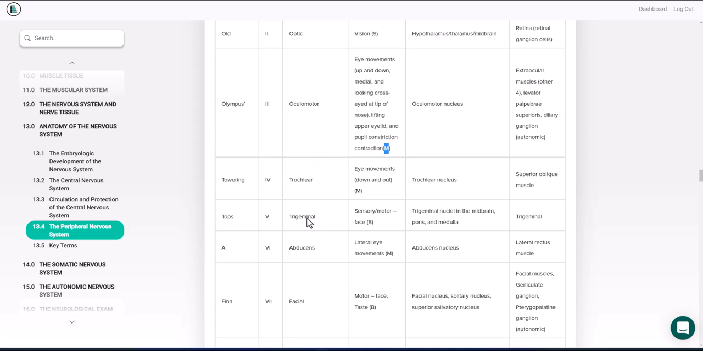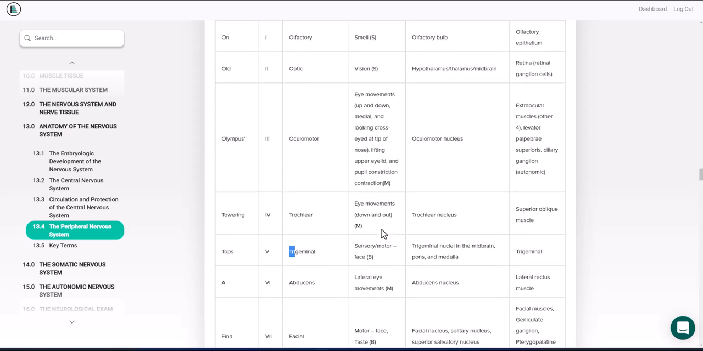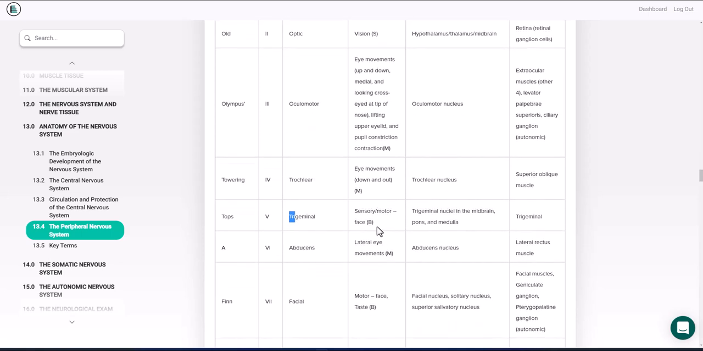3, 4, and 6. Back to number 5, trigeminal. It has three parts. This is the first nerve we've seen in the list that is both sensory and motor. I told you this is the nerve that allows you to feel on your face. So that's the sensory portion. It's also the nerve that allows you to chew, so this is your muscles of mastication.